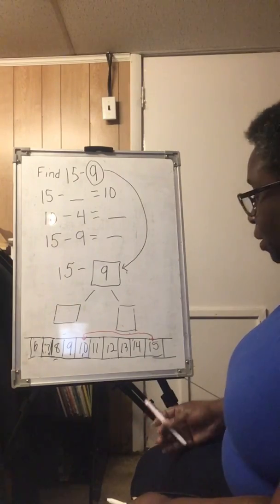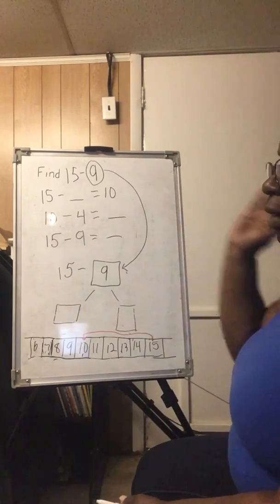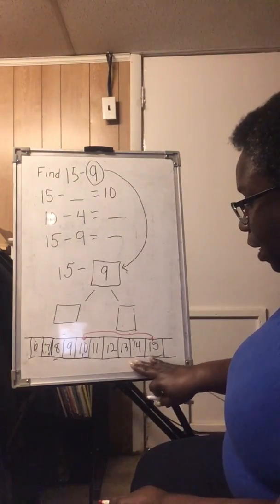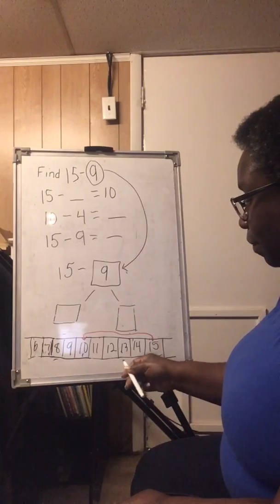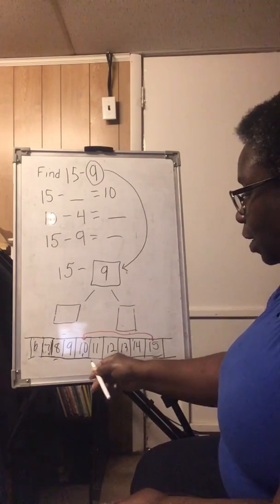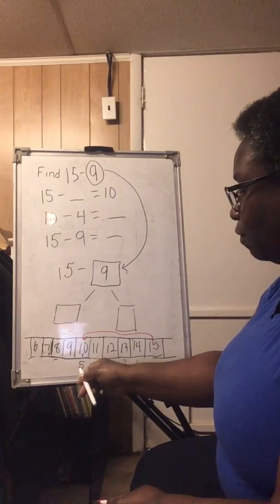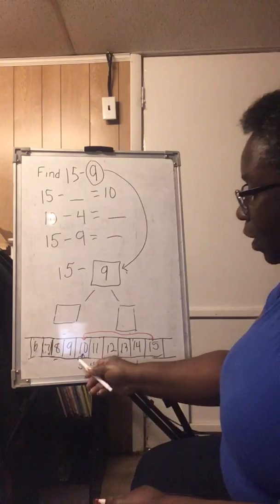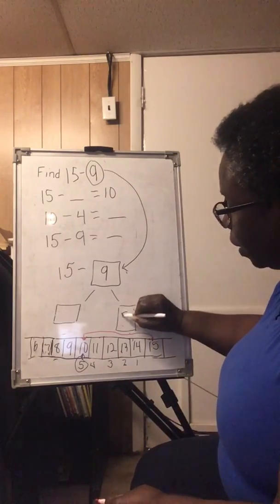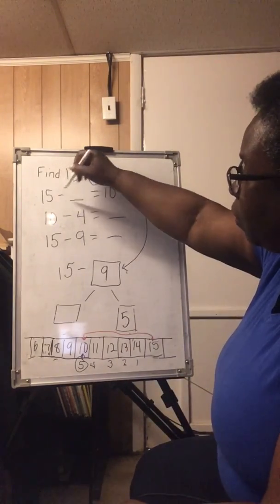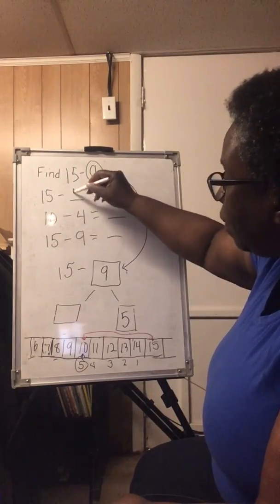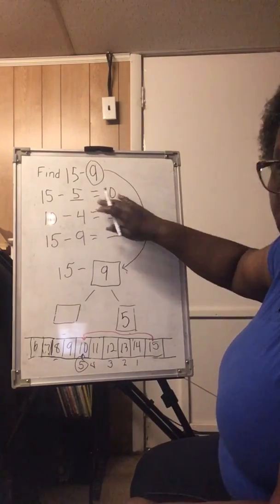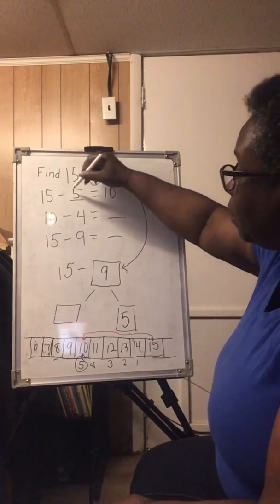Okay? So let's count backwards, because don't forget when you subtract, you go backwards. So we're not going to start on 15. We're going to start counting with 14. 1, 2, 3, 4, 5. So 5 backwards from 15 gave us 5. So that's what we're going to put in this square. And also right here, 15 minus 5 gave us our 10. Okay? 15 minus 5 gave us 10.